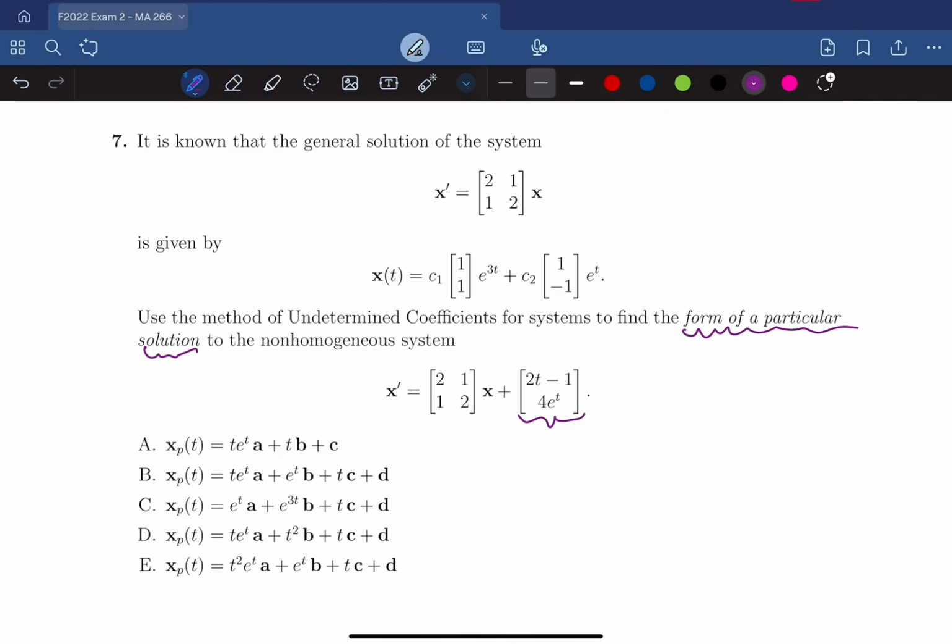So the way we would start doing that is we have our guess. I guess the best thing to do to visualize this better is to split this off into two parts. So let's make it 0 and 4e to the t plus 2t minus 1, 0. This is equivalent. I'm just splitting it up because it'll be a little easier to represent the form.